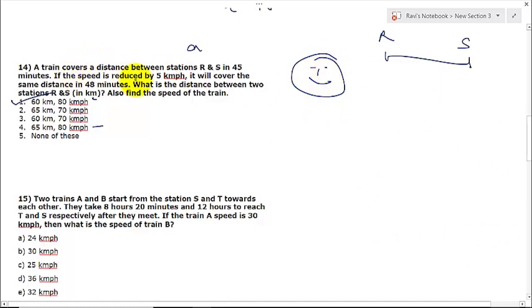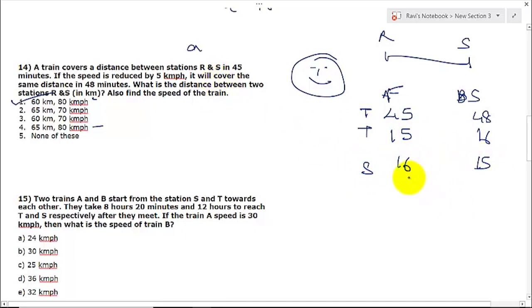If you see the problem, what is constant? The distance between R and S is constant. I've taught you in the 39th or 40th video that if distance is constant, the speed ratio will be inversely proportional to the time. They have given you the ratio of the time. Let us assume this is the first case and this is the second case. In the first case it is taking 45 and in the second it is taking 48. Now if you simplify with 3, it will be 15 to 16 for time. It will cover the same distance, so the speed will be the inverse of that, that is 16 is to 15.